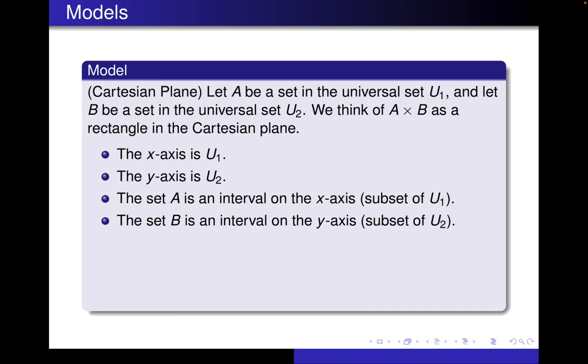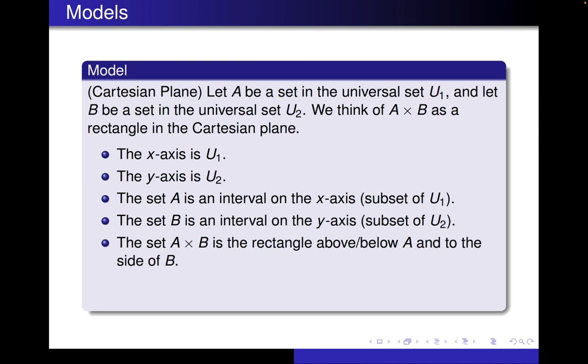And then if you look at everything that's going to be either above or below A, or to the left or right of B, that's actually going to form a rectangle, and that rectangle is going to be the Cartesian product A cross B. So that's going to be everything that's above or below A, and also to the side of B, to the left or right of B. Has to be both of those things. And so that's how you can visualize the entire set.